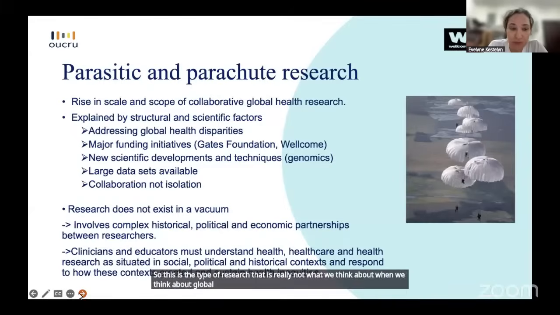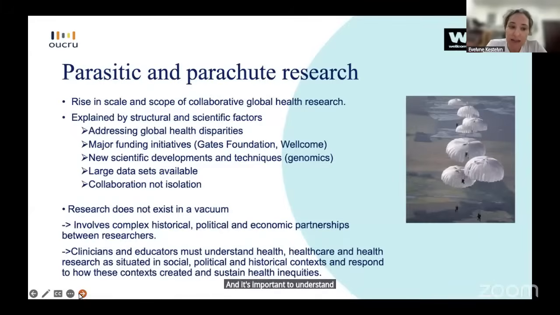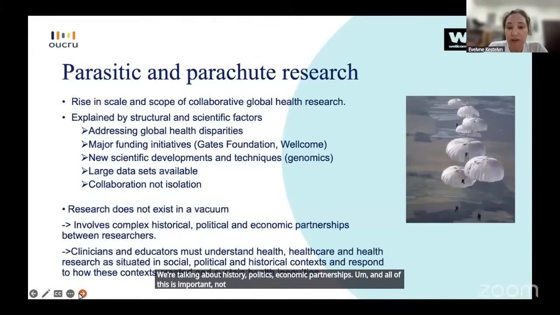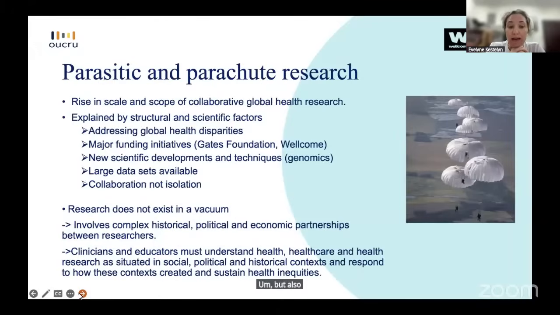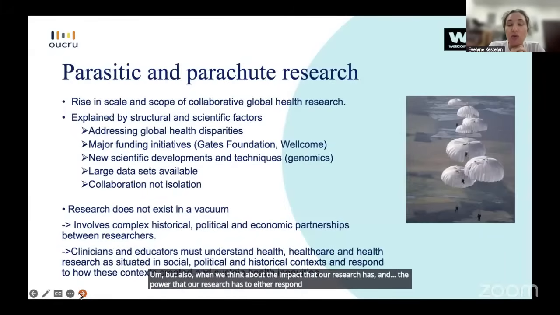that is really not what we think about when we think about global health research. And it's important to understand that this type of research does not take into account the complex ecosystems in which research takes place. We're talking about history, politics, economic partnerships, and all of this is important not only when we consider relationships or partnerships between different collaborators, between different researchers, but also when we think about the impact that our research has and the power that our research has to either respond and change or reaffirm certain health inequalities.